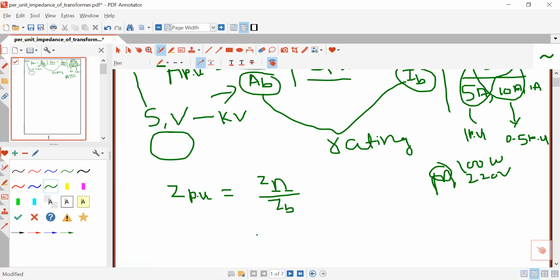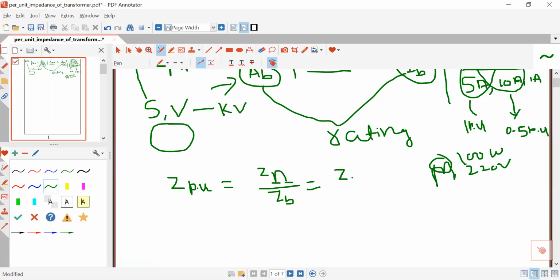Now, ZB can be replaced with the ratio of voltage and current. This is very common. Impedance is the ratio of RMS value of voltage and RMS value of current. So in place of ZB, you can write VB by IB. Now rating is given in terms of voltage, but not in terms of current. So you have to replace this current in terms of the rating of the machine.